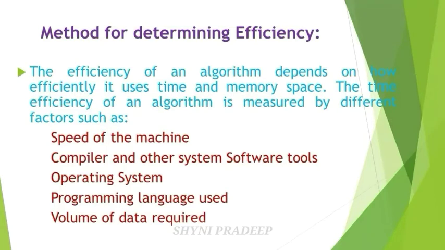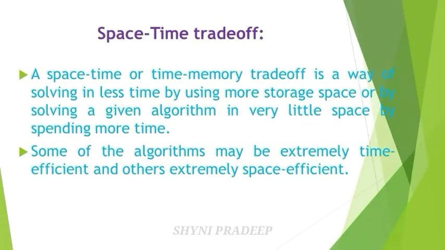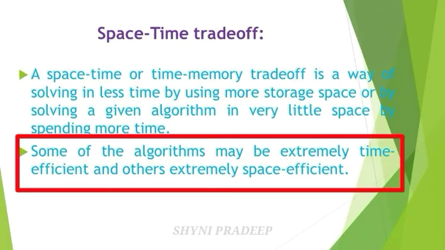Next, let us see space-time trade-off. Space-time trade-off means what? It is the way of solving in less time by using more memory space, or else spending more time by using little memory space. Which means if an algorithm is executed in less time, that algorithm is called time efficient. If an algorithm requires less memory space, it is called space efficient. Okay. So here some algorithms may be extremely time efficient and some algorithms are extremely space efficient.